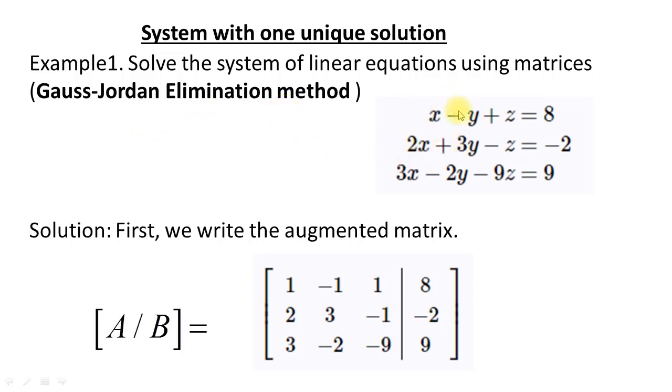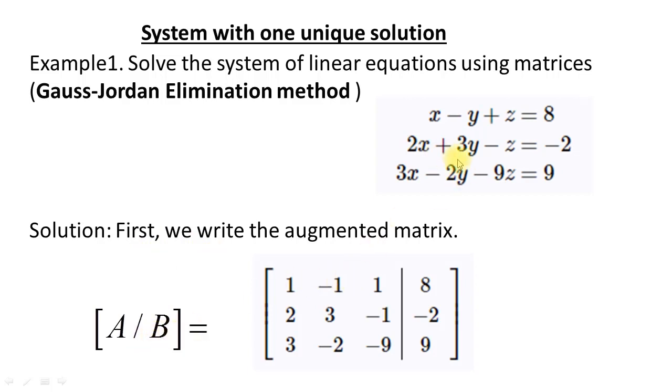First of all, use Gaussian elimination method. First of all, reduce this augmented matrix into echelon form, and then reduce the echelon form to reduced echelon form. So first of all, take the augmented matrix.